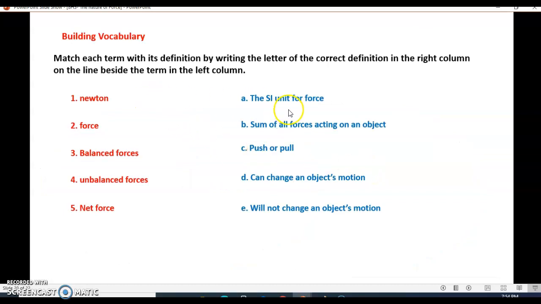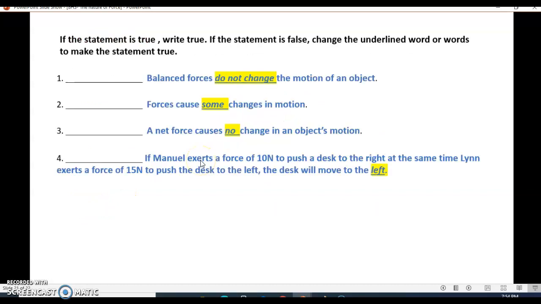Vocabulary: Newton is a unit for force. Force is a push or pull. Balanced forces, the sum of all forces, will not change an object's motion. Unbalanced forces can change an object's motion. Net force is the sum of all the forces acting on an object.